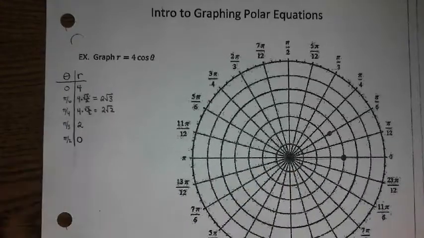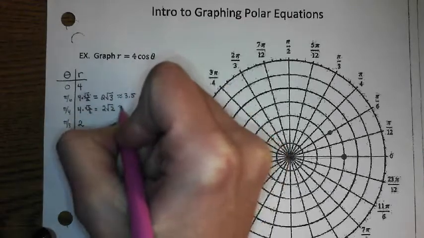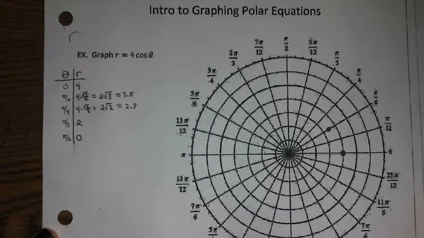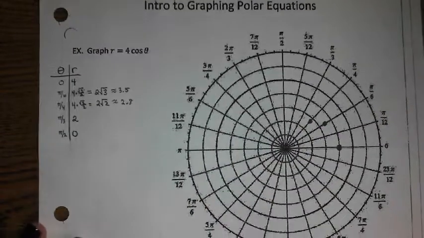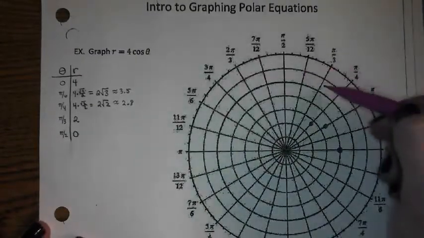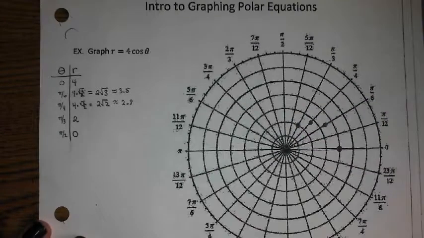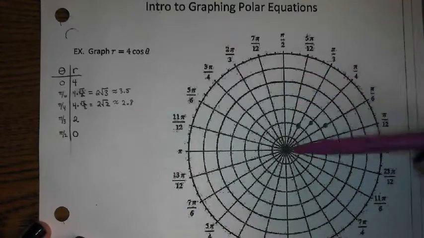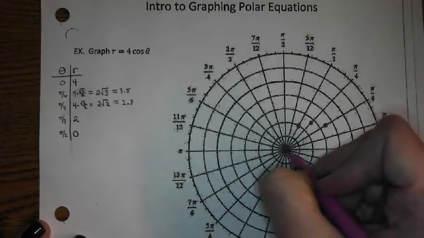And then pi over 4 pairs with a radius of 2 root 2. 2 root 2 as a decimal, I'm going to do this. Approximately 3.5 for that one, and this one's approximately 2.8. So pi over 4 with a radius of 2.8 puts us there. Pi over 3 with a radius of 2. And pi over 2 has a terminal ray right here, but the radius is 0, so that point is just at the origin.